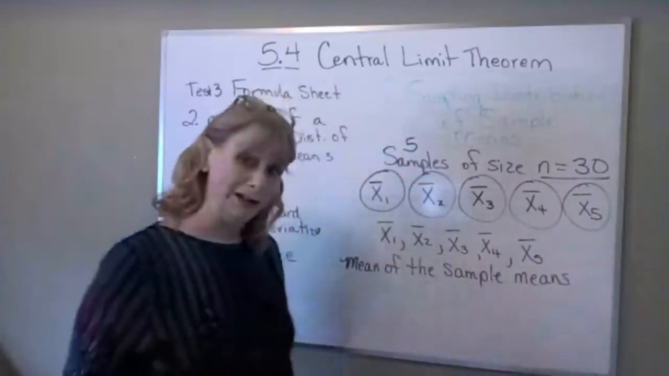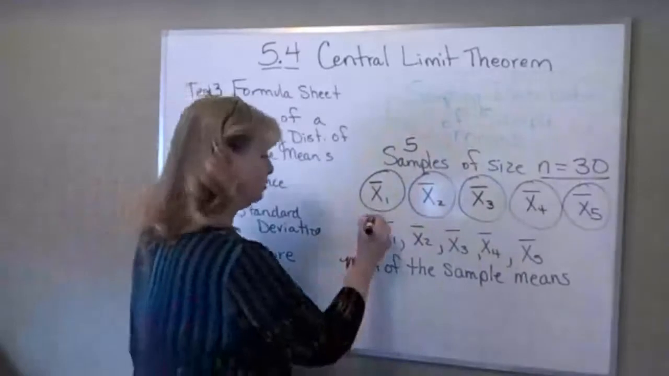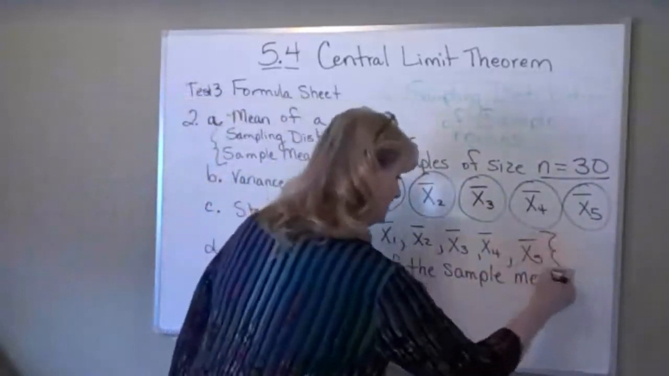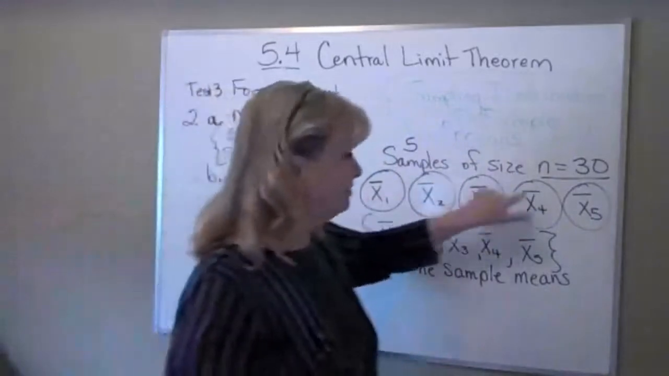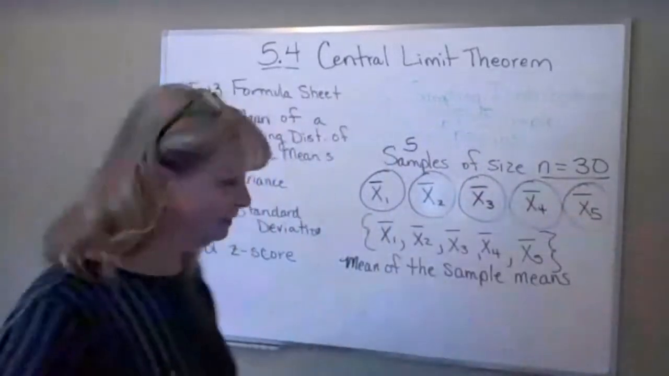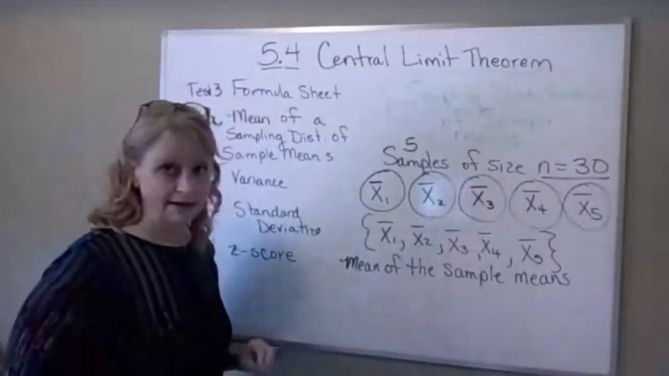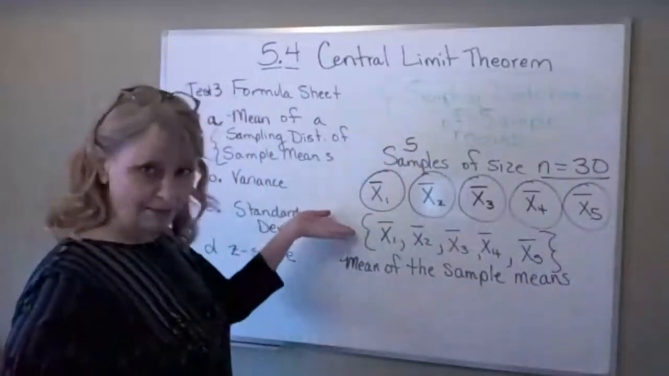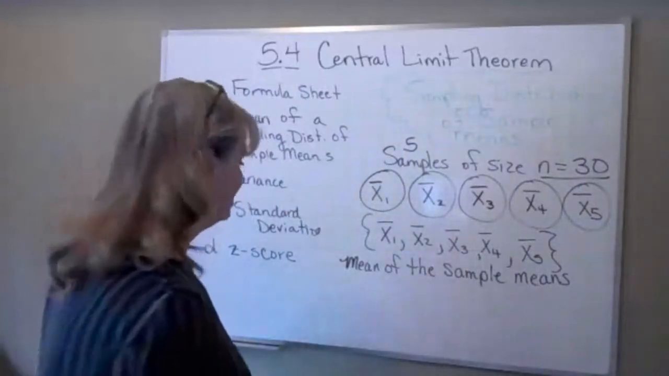I know that sounds kind of weird. So the mean of the sample means, that means we're going to take the average of these 5 numbers. Now we got those by taking these averages up here that had more people in them. But now we reduce that to 5 sample means. And when we have a sampling distribution of sample means, something magical happens.